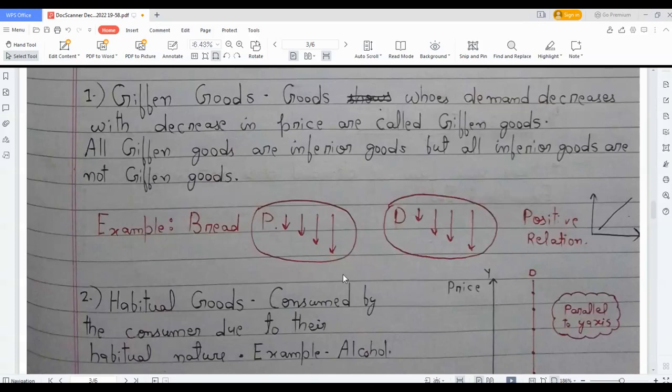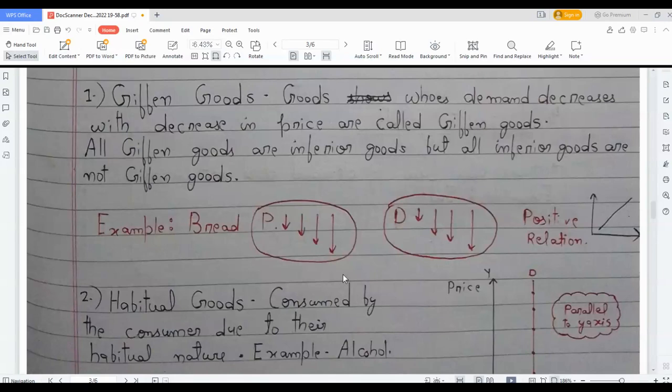He had seen in his time that as the price of bread decreases, the demand for bread also decreases, as people are not eating bread because others are not eating bread as the price has fallen. If they eat it, they will be seen as inferior persons by others. So in this case, as the price decreases, the demand for that commodity also decreases. This shows a positive relationship between price and demand of the commodity.